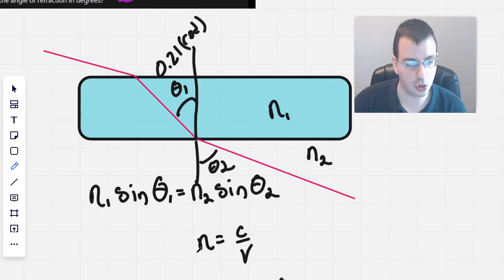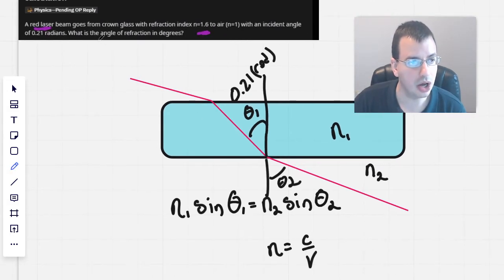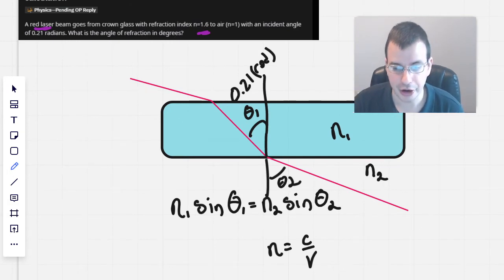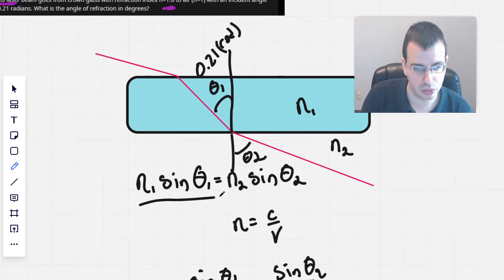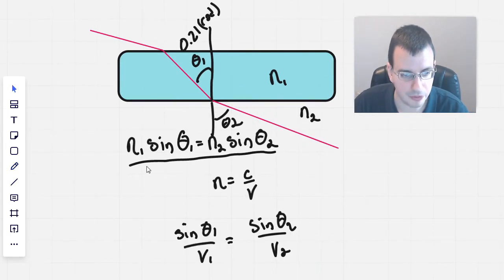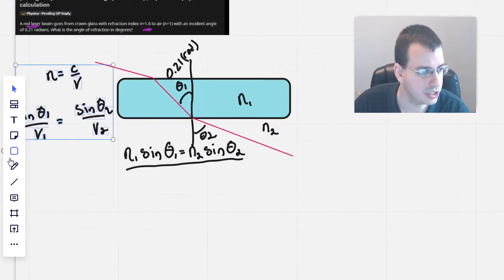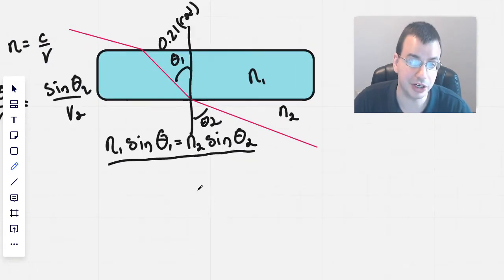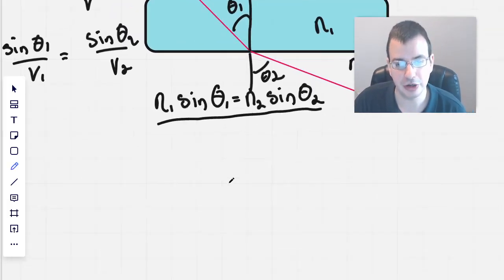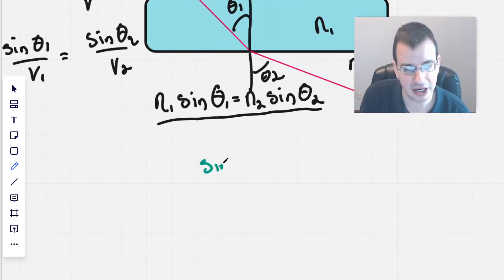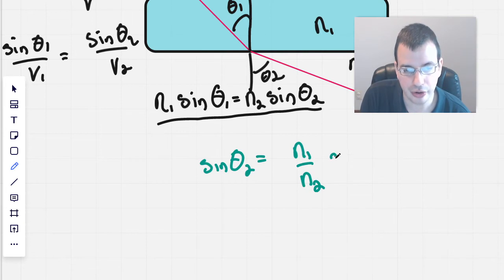Okay, so now getting to the question, we want to find the angle of refraction in degrees, so we're trying to find theta 2. I'm going to move this portion here just to free up some real estate. I don't want to get rid of it though because it's useful, it's fundamental. All right, so we're looking for theta 2. I'm going to say that sine of theta 2 equals n1 over n2 times sine of theta 1.